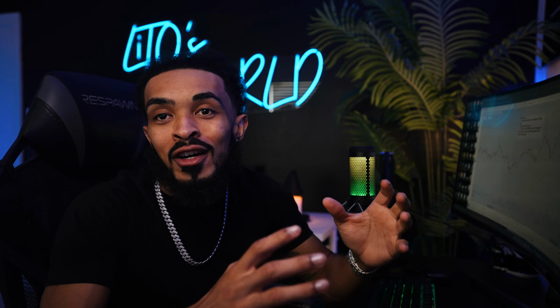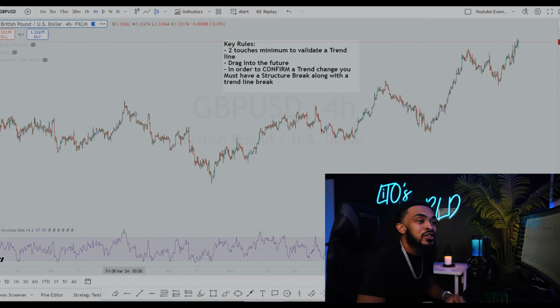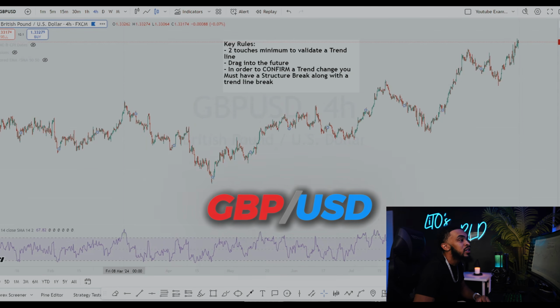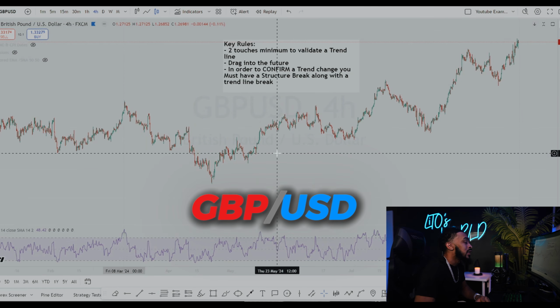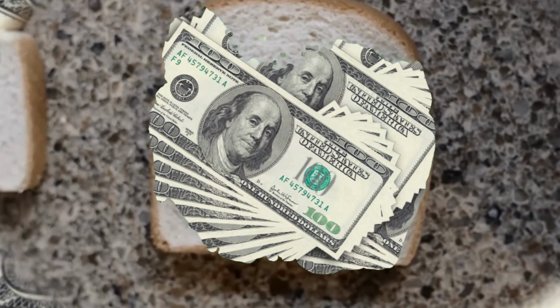Now, within this strategy, it's super important that you understand that I use trend lines along with market structure to gain the absolute confluence to allow me the confidence to take my positions, right? So let's go ahead and see what this looks like on the chart. Here we have GBP USD. Like I said, this is the bread and butter of my strategy.